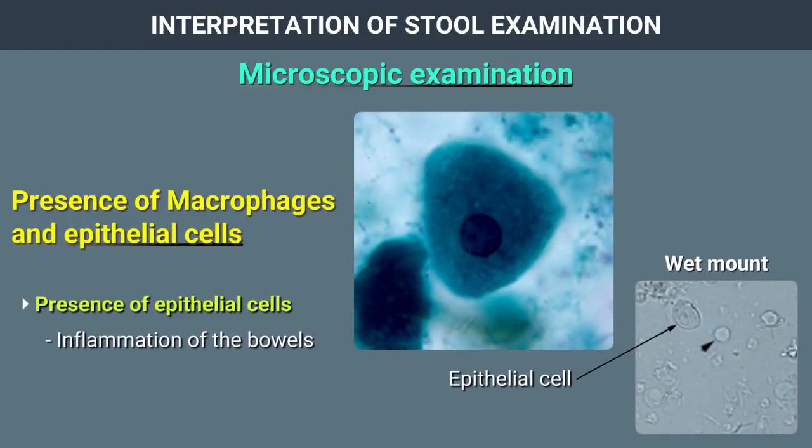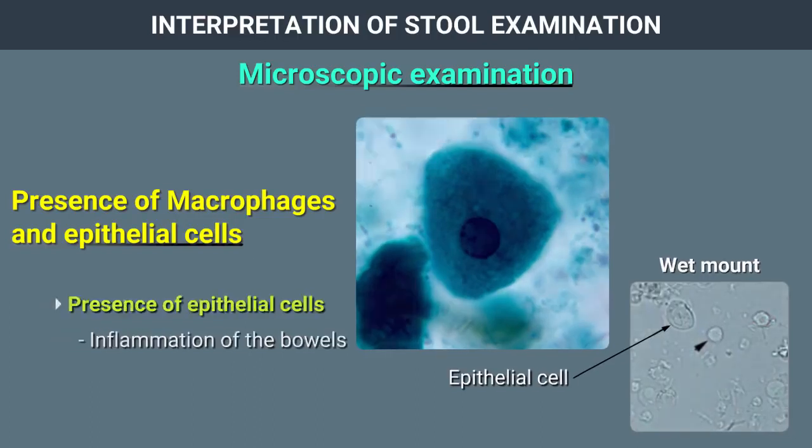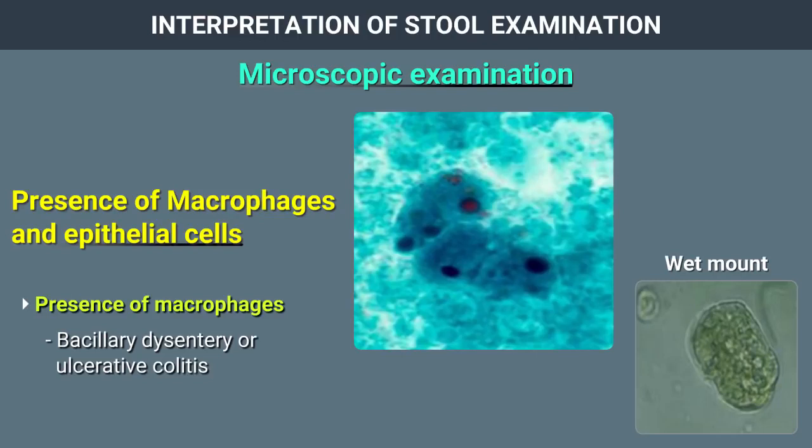Presence of macrophages and epithelial cells. Presence of epithelial cells is indicative of inflammation of the bowels. Presence of macrophages is indicative of bacillary dysentery or ulcerative colitis.